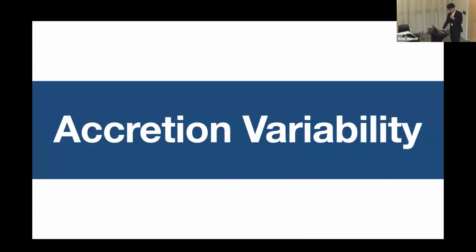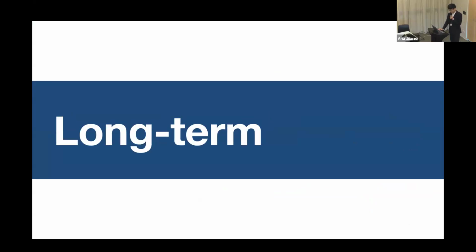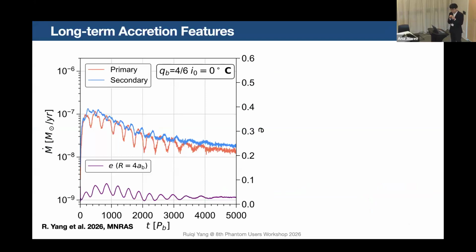Okay, next result is about the accretion variability. Firstly, the long term. This figure shows the accretion rate of primary and secondary stars, and also the evolution of the eccentricity of the inner circumbinary disk. The red and blue curves denote the primary and secondary stars' accretion rate using the left y-axis, and the purple curve below is the eccentricity of the inner circumbinary disk using the right y-axis.